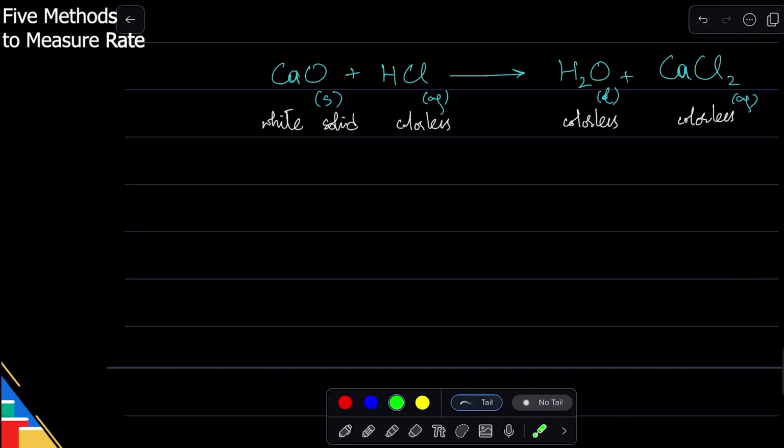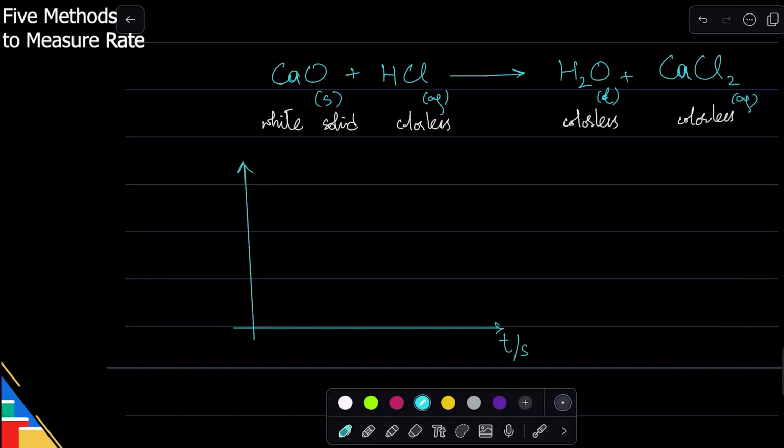Imagine something completely going colorless. Does anything appear? No, it's colorless. But does anything disappear? Yes, the white solid disappears. So when something disappears, then you have to focus on that thing. So there are two ways of looking at it. If this is disappearing, then I can measure the color. So I can measure the time taken and the color for how long it passes.